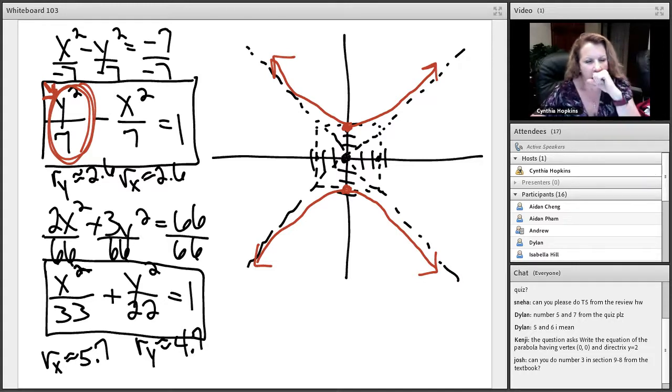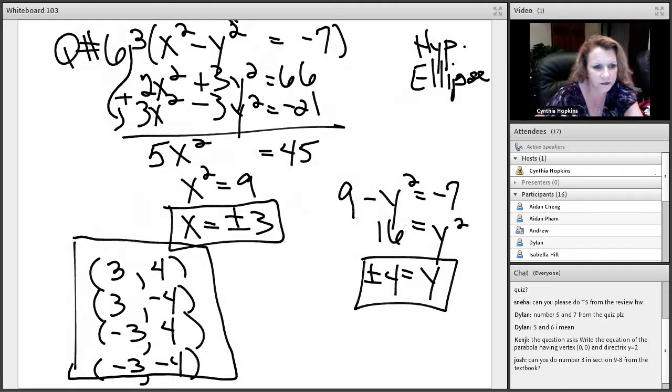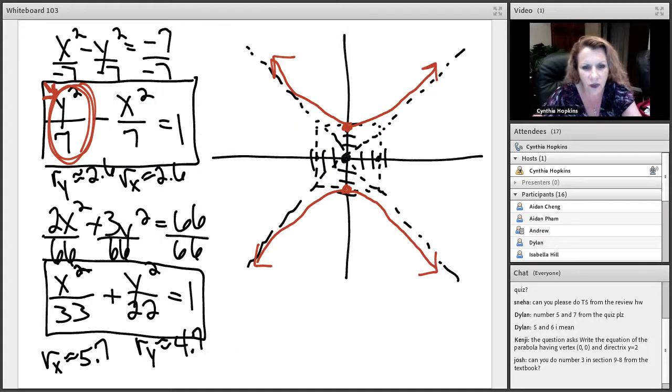By the way, I haven't done this yet, but I strongly suggest doing it. Let me go back to the previous page. Remember, I have my 4 points here that I think are my solution set, plus or minus 3 together with plus or minus 4. I would suggest you plot those on your graph. I should have done it before I graphed my hyperbola.